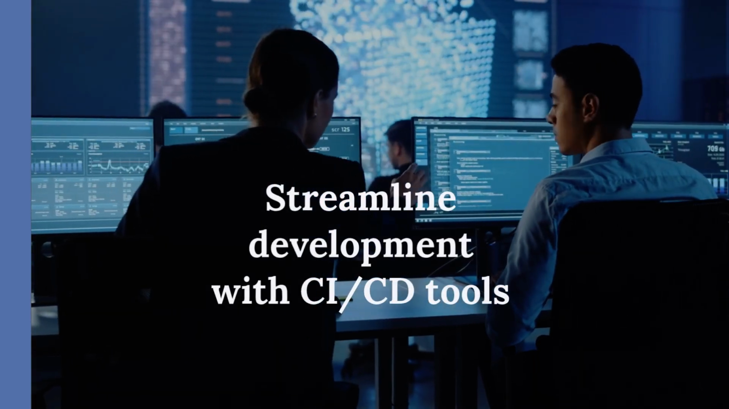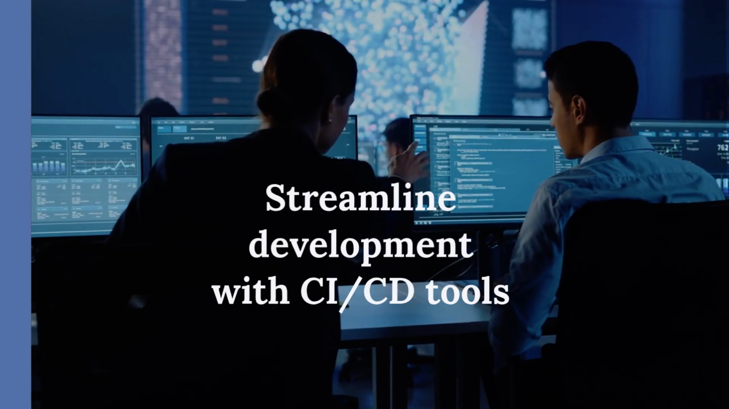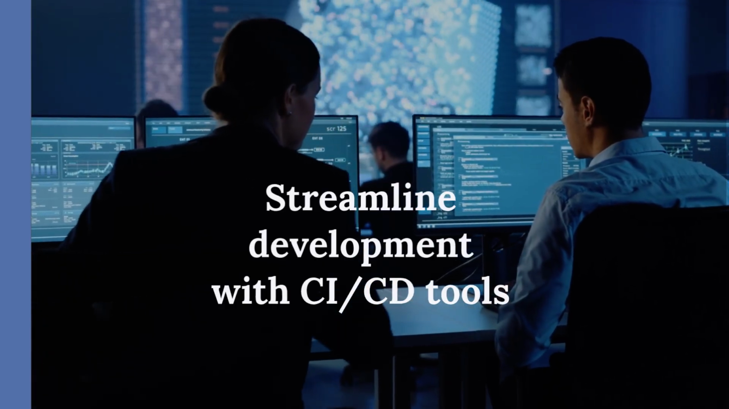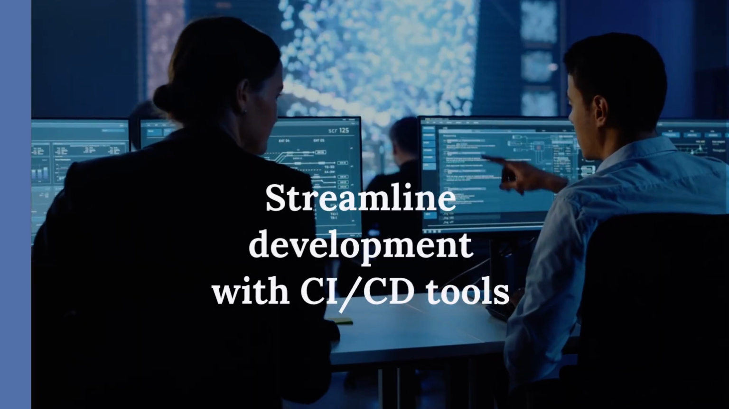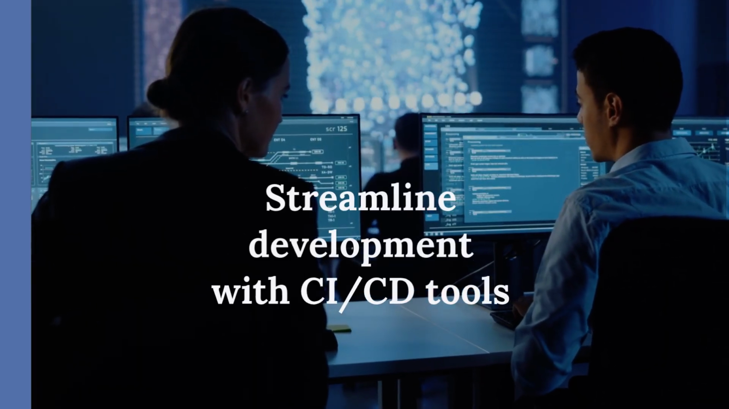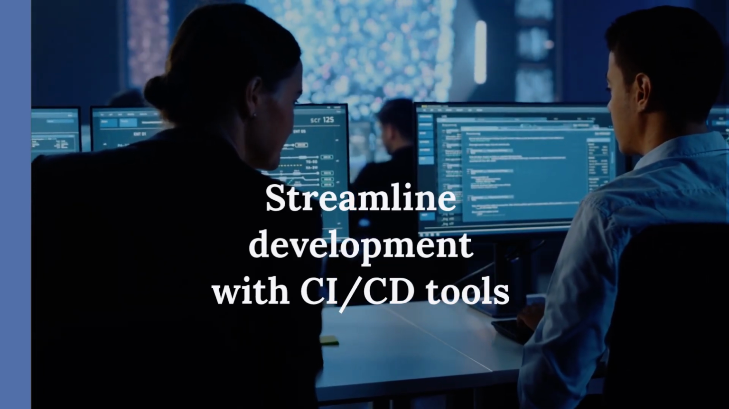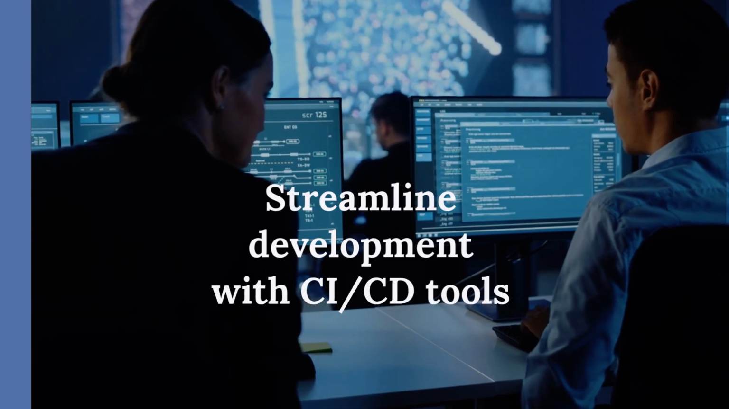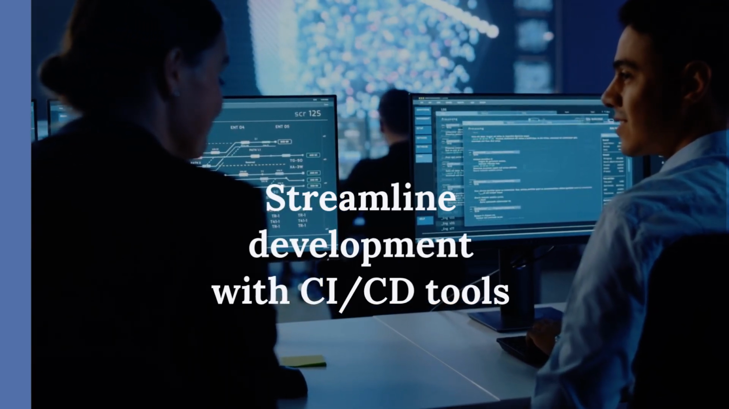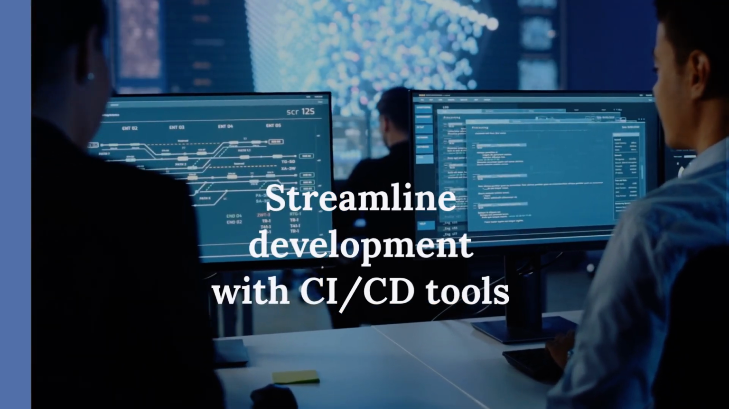CI/CD tools like Jenkins and CircleCI automate processes. Jenkins builds, tests, and deploys code, catching errors early. CircleCI integrates with development tools for efficiency. These tools streamline development, ensuring smooth deployment. They improve overall project efficiency and reliability.